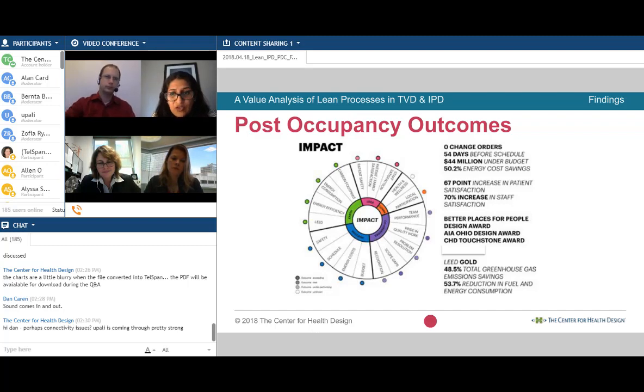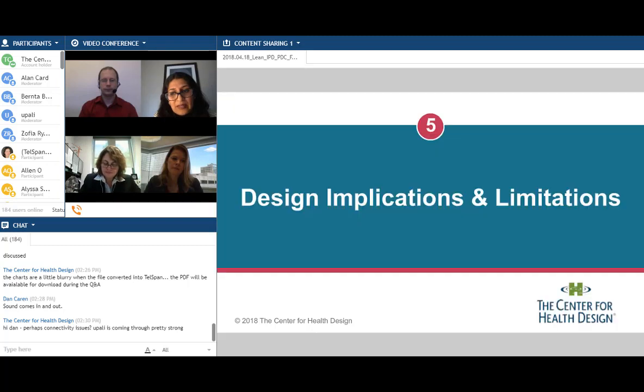It was completed 54 days before schedule, significantly under budget, exceeded its energy cost savings targets, did have an increase in patient satisfaction and staff satisfaction, and was very lucky to be considered for the CHD and win a merit in the CHD Touchstone Award. So it does work. It does affect the outcomes. You have managed to save costs, but you have managed to improve value.